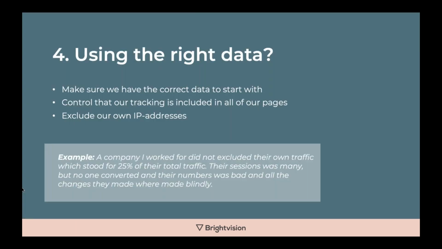And then we need to make sure that we are using the right data. To be able to interpret and analyze your data, it is crucial to make sure that we have the correct data to start with. Therefore, it is important to control that our tracking is included on all of our pages, and that we include our conversions, that we make sure that all of the goals we have set up are actually working. When I set up a goal, I always complete that goal myself on the web page to make sure that Google Analytics is tracking it correctly. And then we need to make sure we exclude our own IP addresses from the data, especially if we have a lot of internal visits.